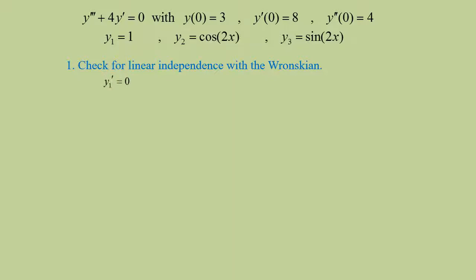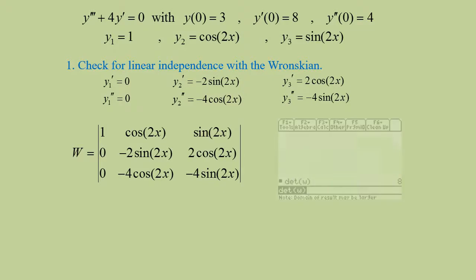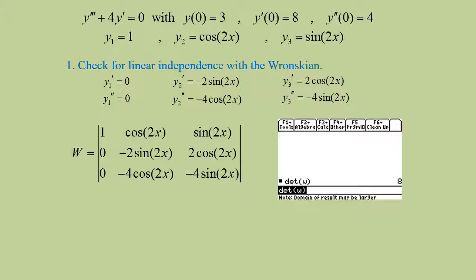Here's the derivatives that we need for the Wronskian. We'll put those into the proper order and evaluate the determinant using our TI graphing calculator. Notice the determinant of that comes out to be just the number 8, which means it is always not equal to 0, which means they are always linearly independent.